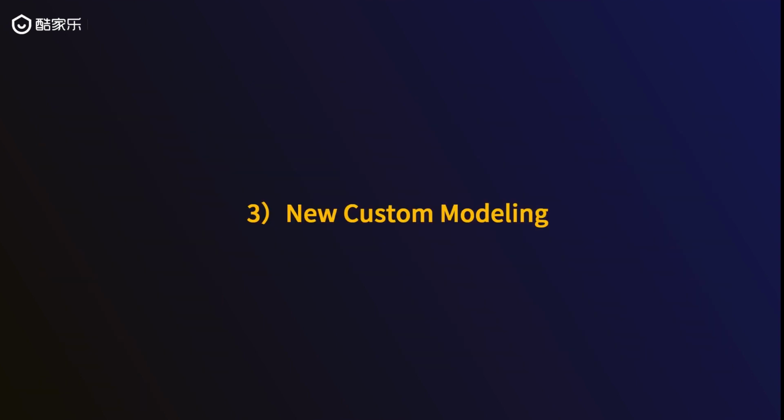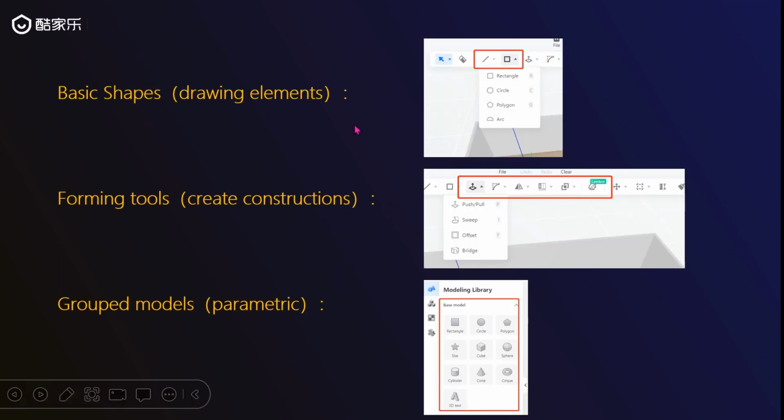And here's a short conclusion about what we just talked about, the new custom model. Okay, for that part, we have three main things we need to do. First is the basic shape. Okay, the drawing elements. And most of the time, these elements are all only in the flat drawings. For example, only for shapes like rectangle, circle, or even sometimes the polygon.